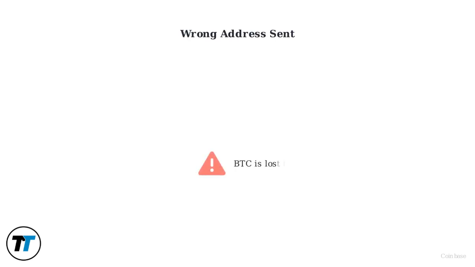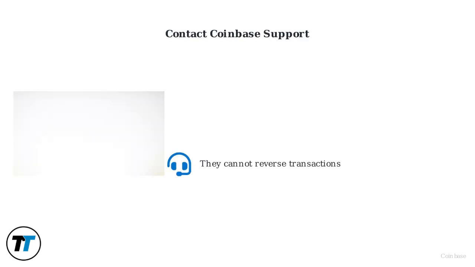If you sent Bitcoin to the wrong address, recovery is not possible. Bitcoin transactions are irreversible once confirmed on the blockchain. For unresolved issues, contact Coinbase support through the app. While they can assist with technical problems, they cannot reverse or recover sent transactions.